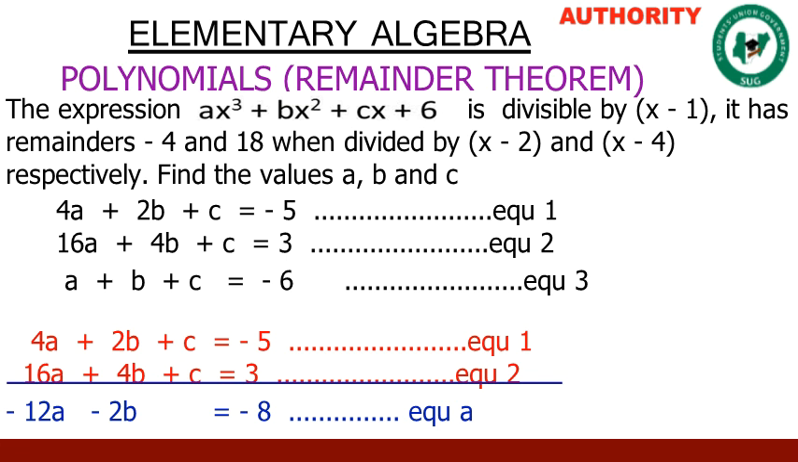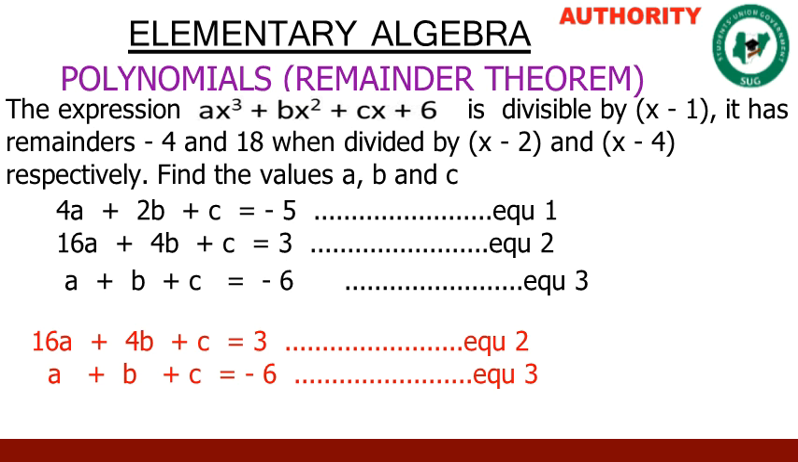Let us also pick equation 2 and then equation 3 and also eliminate c. Let's pick equation 2 and equation 3 and eliminate c. Okay? Now let's go. I want to have 16a plus 4b plus c is equal to 3. That is equation 2. And then a plus b plus c is equal to minus 6. Equation 3. Let's eliminate c. We can say equation 2 minus equation 3. C will disappear. Okay? Now let's do so.